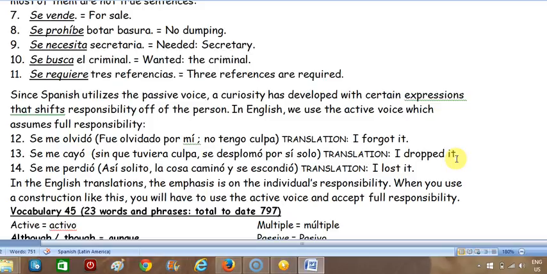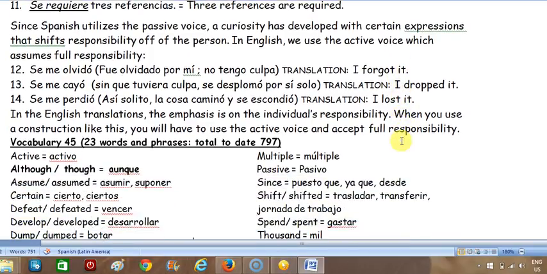Okay? So this assumes full responsibility. It seems to me that in Spanish, you're kind of saying, "Oh, it's not really my fault." And then again, the thing got lost all by itself. Well, in English, you're going to have to say, "I lost it." So these constructions, the se me and then the third person singular past tense or present tense or whatever, you cannot use them. They do not exist in English. You're going to have to say, "I forgot it." You're going to have to say an active voice sentence and assume full responsibility.